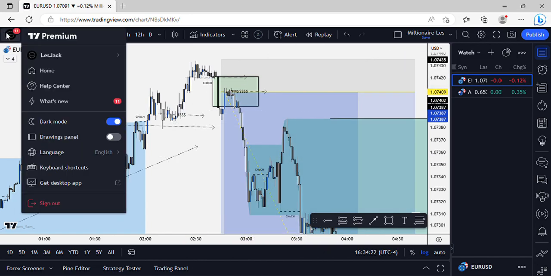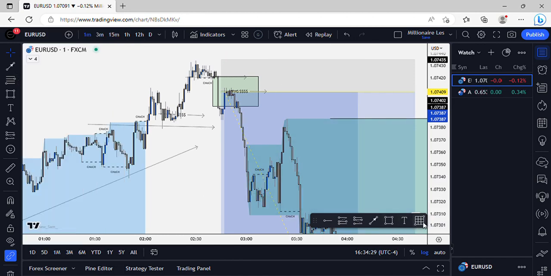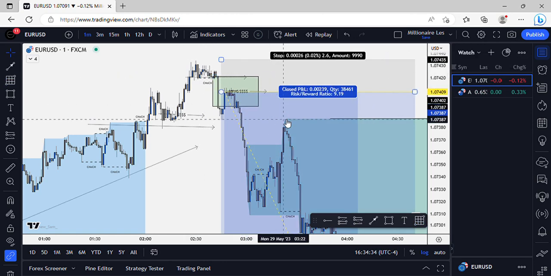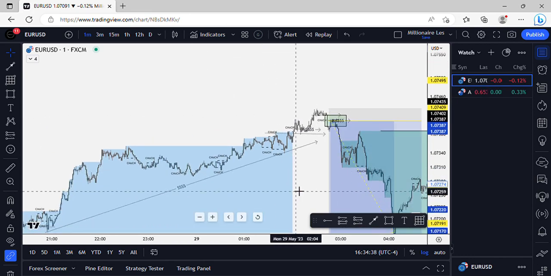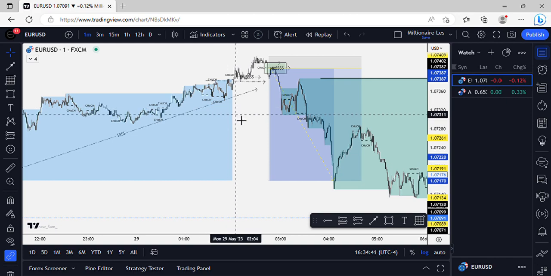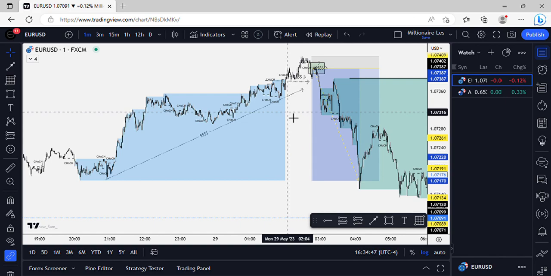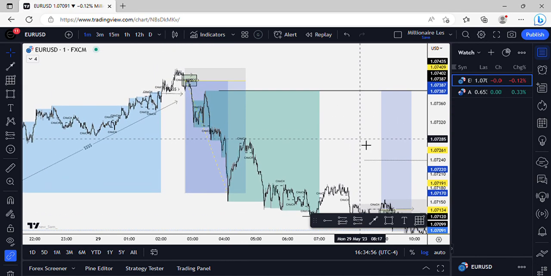I need to take the fib off. Let me just use a box instead. Yeah, boom. So I got in at 50% of the order block, and boom. All right, so that was my first one.